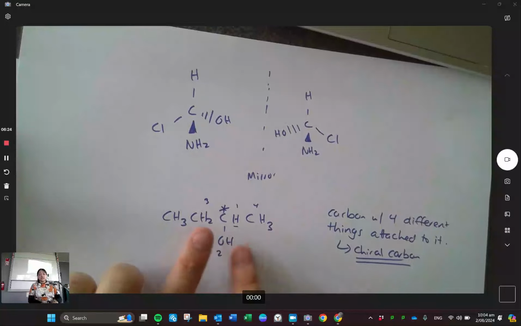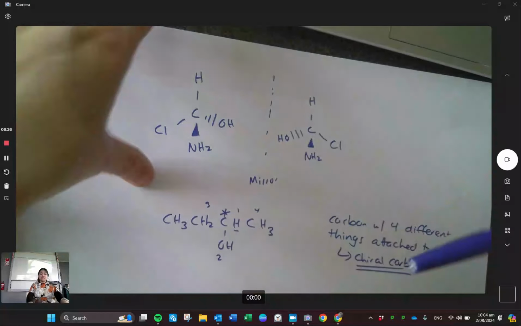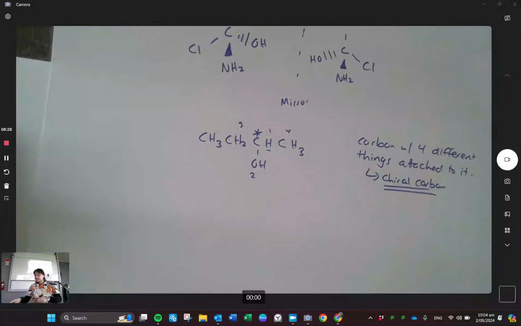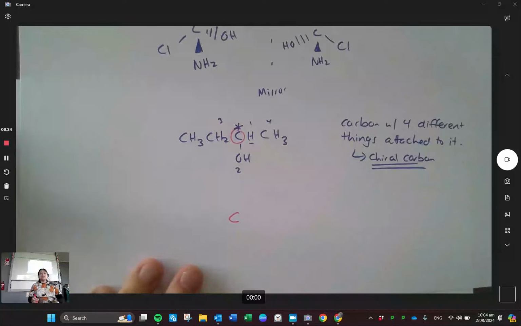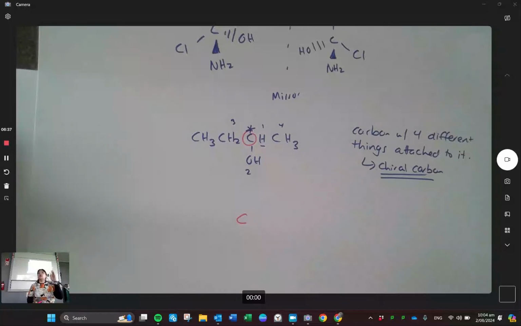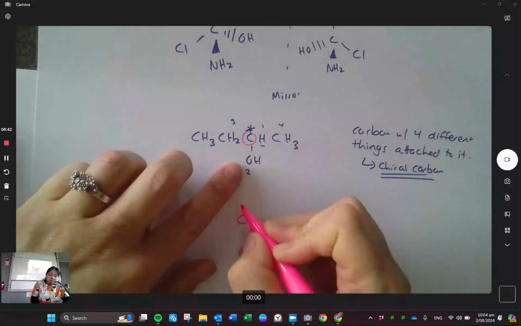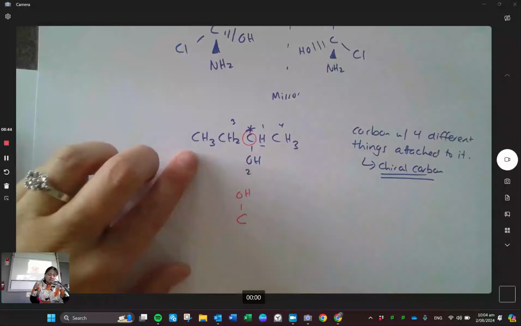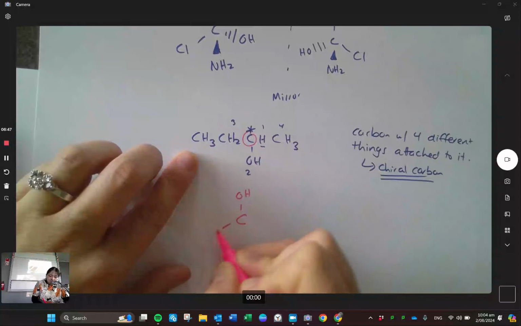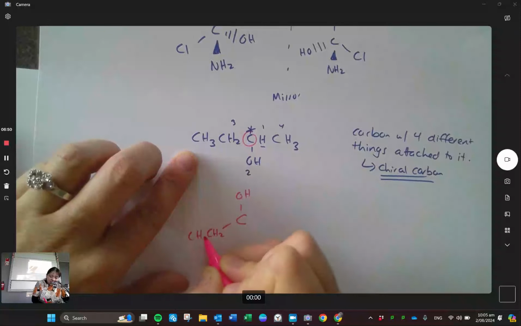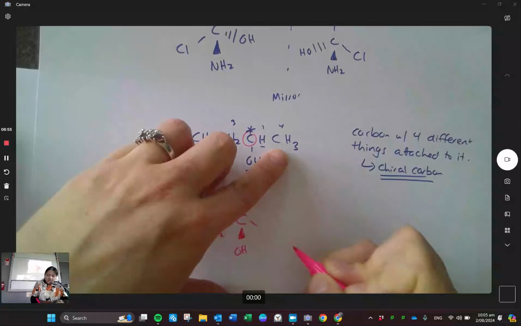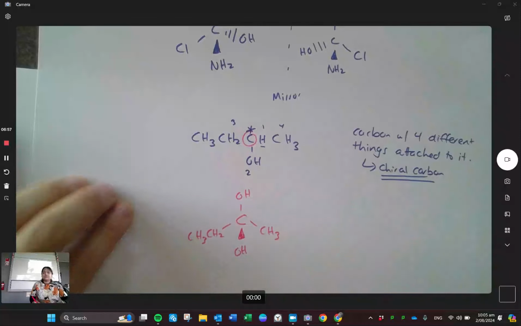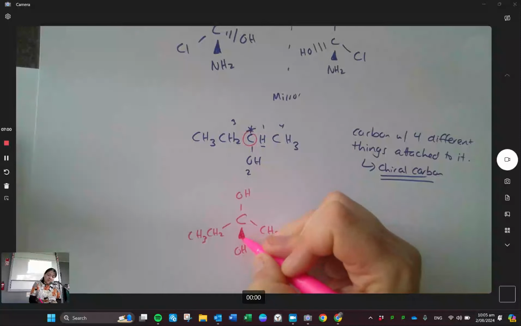So if I was to translate this into a drawing, I would do the exact same thing as above. Let me get another color. So I would put that carbon here in the center. It doesn't matter which one you put into what orientation. The only thing that matters is that you draw the mirror image of it. So you can put it any direction you want. So I'm going to put the OH up here maybe. I'll put the CH2, CH3 on this side. I'll put the OH on this side coming out. And I'll put the CH3 going that way. All right? So that's one version of that molecule.